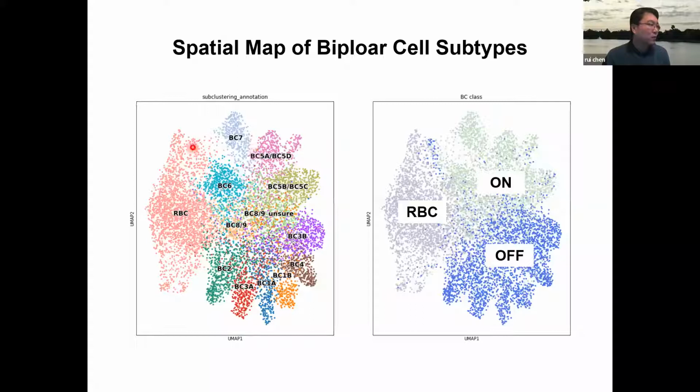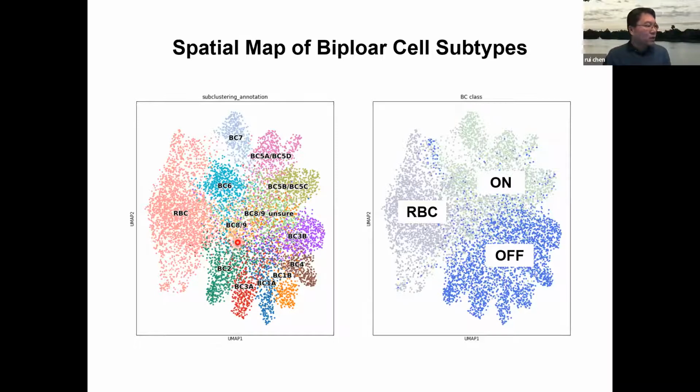So here's the Murphy's data. You can see, in fact, we can identify pretty much all 15 different bipolar cell types. We can identify all 15 of them. But you can see, like RBCs, as I mentioned, they're rod bipolar cells, and then BC1A through 4 are basically off bipolar cells, and there are also on bipolar cells.